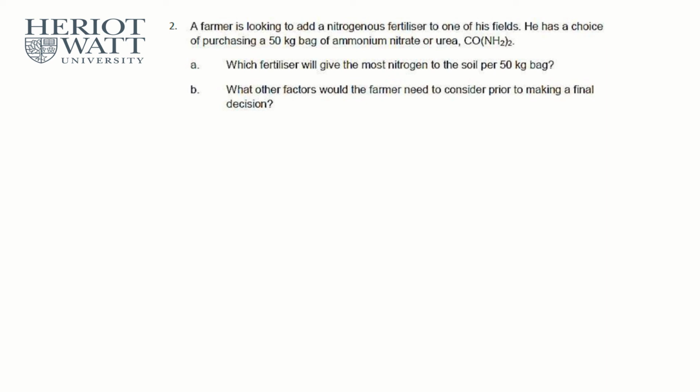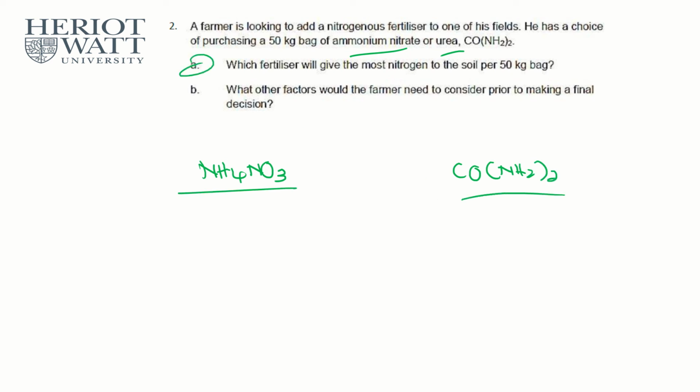Now, number 2. A farmer is looking to add a nitrogenous fertilizer to one of his fields. So he has a choice of purchasing 50 kg of ammonium nitrate or urea. So two options here. One is ammonium nitrate, NH4NO3. Another one is urea, CO(NH2)2. All right, so the first question: which fertilizer will give the most nitrogen to the soil per 50 kg bag?